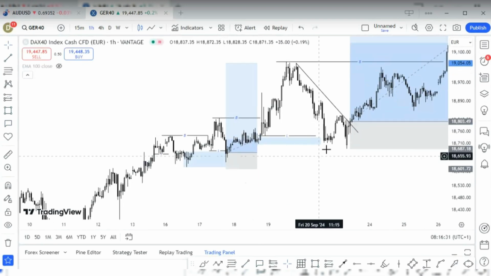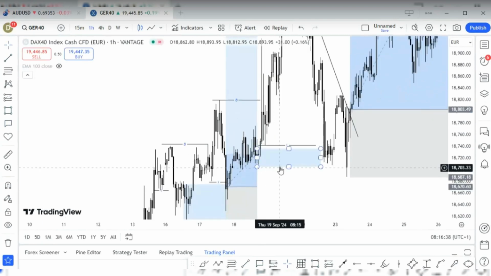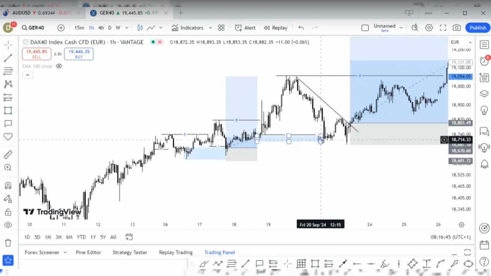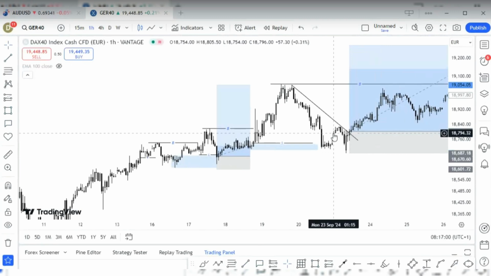So you see, the market had to come back here. Why? The market mitigated this order block, and what happens? The market reacted. So I just waited for the market to mitigate this order block, and since it's only an order block and I was not on the chart when this happened, the market had already moved a little bit.